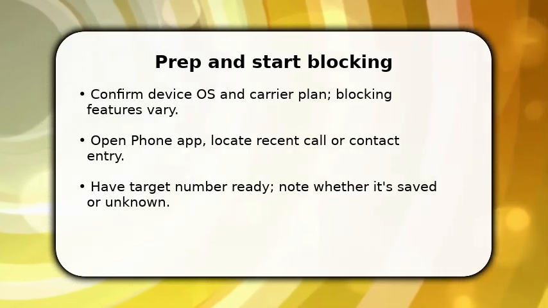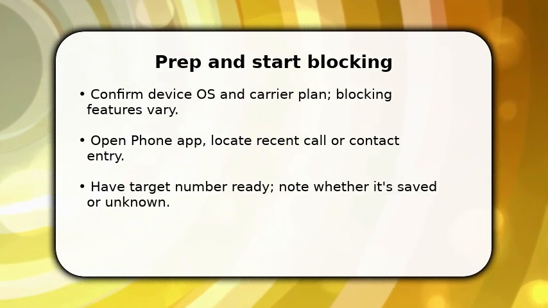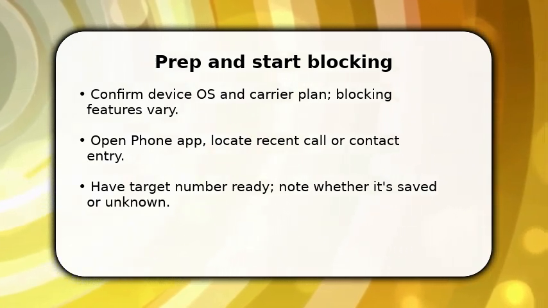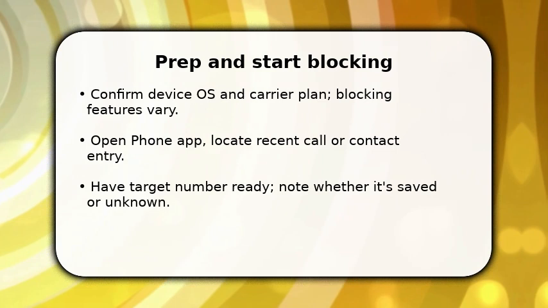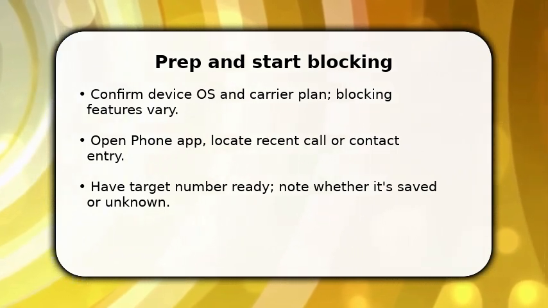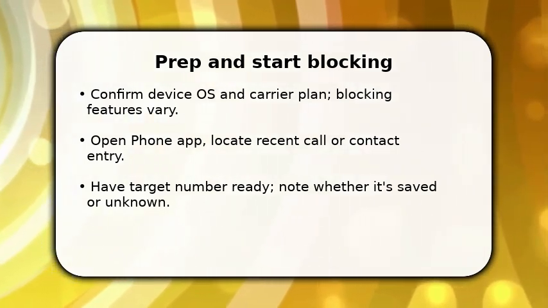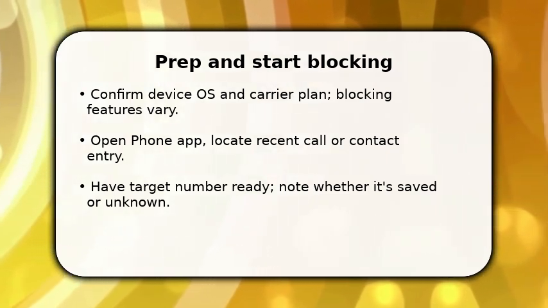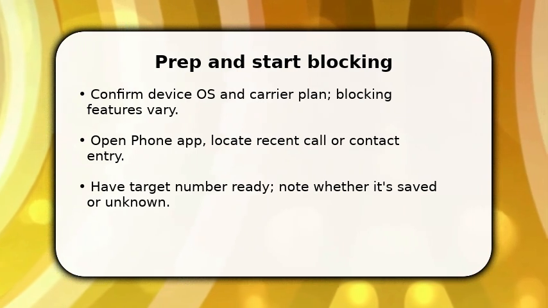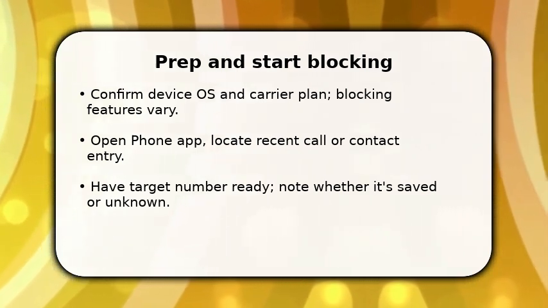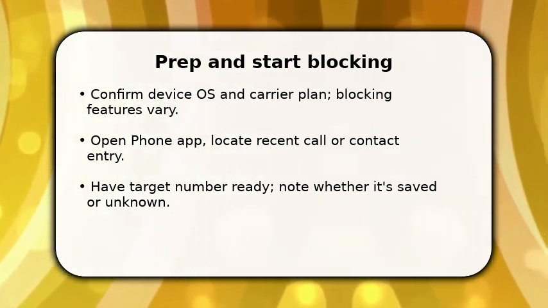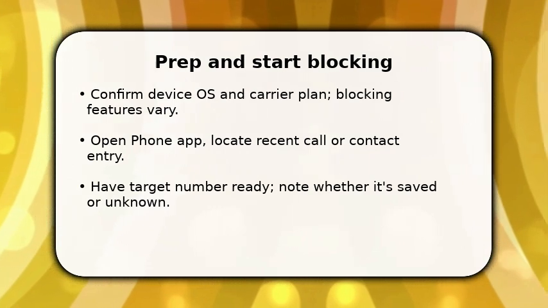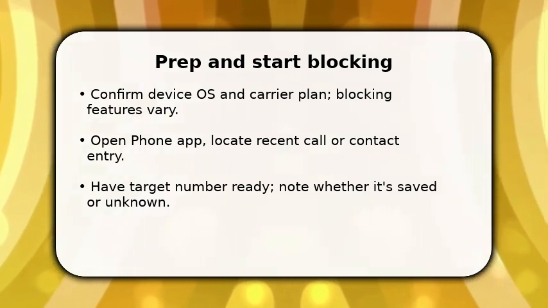You begin by confirming your phone OS and carrier support because methods differ. Once verified, open the phone app and find the recent call or contact entry. Tap the info or details icon to reveal options and make sure the number you want to block is visible. If the number is unknown, copy it from the call log. Starting here prevents wasted steps later, and it ensures you'll apply the correct blocking method for your device and plan.